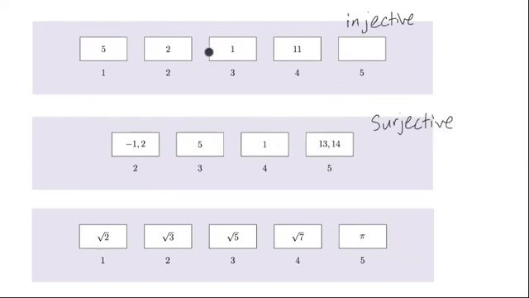So this one, injective, just simply means no box has more than one. Surjective means that you don't have any empties. Now, this last one, notice it has no empties, and every box has one element in it. So, in other words, it's both injective and surjective. In that case, we call it bijective.